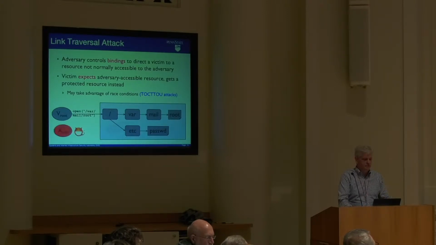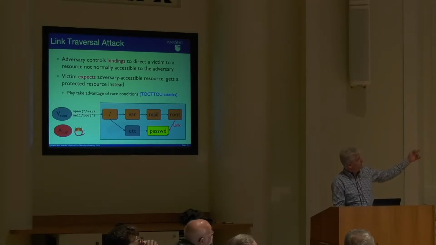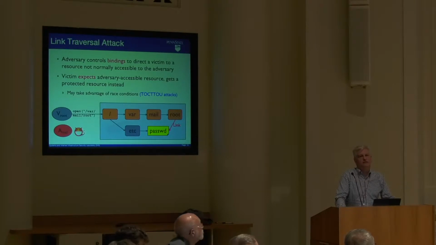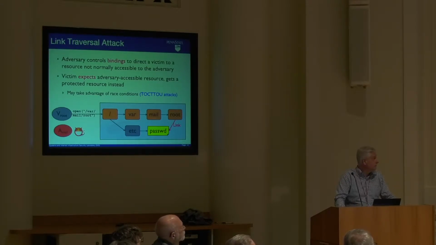I will show you an example here where the adversary controls, sorry, I should have explained this first. The adversary has the write privilege to this /var/mail directory, and so the adversary can create this file called root, for example, and instead of creating a file called root, they can create a symbolic link that refers to this resource that they want to serve instead.